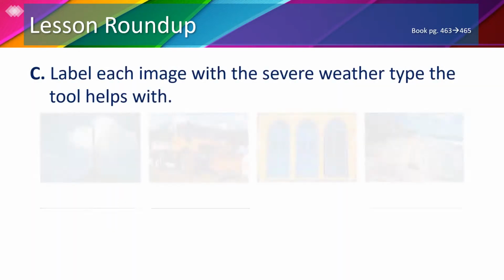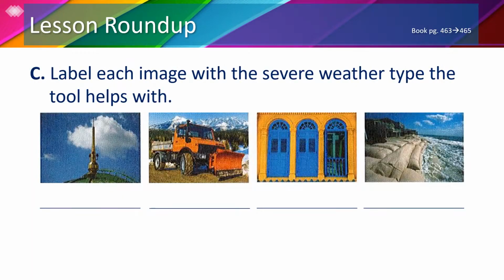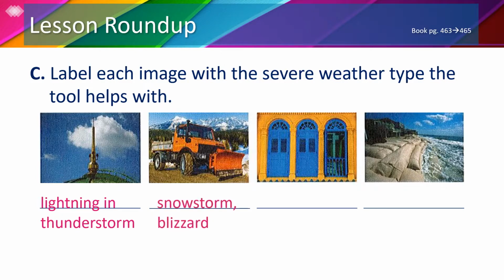And finally, part C. Label each image with the severe weather type the tool helps with. We have 4 different pictures. The first one is a lightning rod. Lightning rods help control lightning, which we see during a thunderstorm. So we write lightning in thunderstorm. The second picture is of a snowplow, which is used to remove snow from the roads. The snow falls during snowstorms or blizzards.